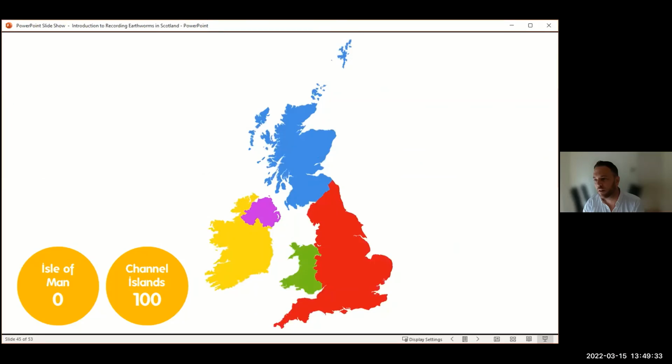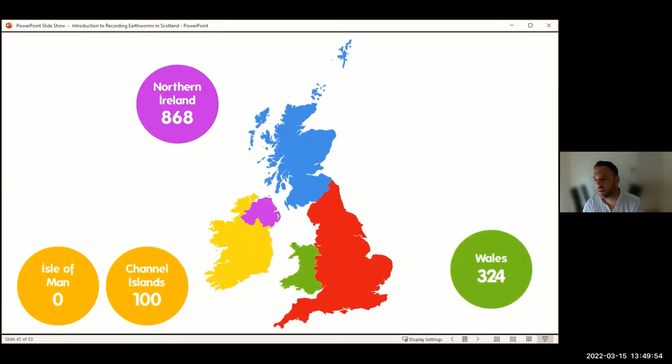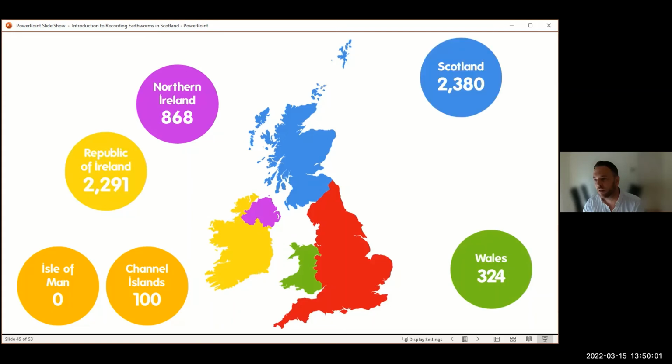So where are we at in terms of records? The Isle of Man is sitting with 0 records. We've not had any records from the Isle of Man, so that's somewhere that we want to get to within the British Isles. The Channel Islands, we've got 100 records there, which we got through actually going there and teaching and sampling ourselves. Northern Ireland has got 868, Wales 324, Republic of Ireland 2,291, Scotland, our second biggest with 2,380, and in England we've got 14,246.